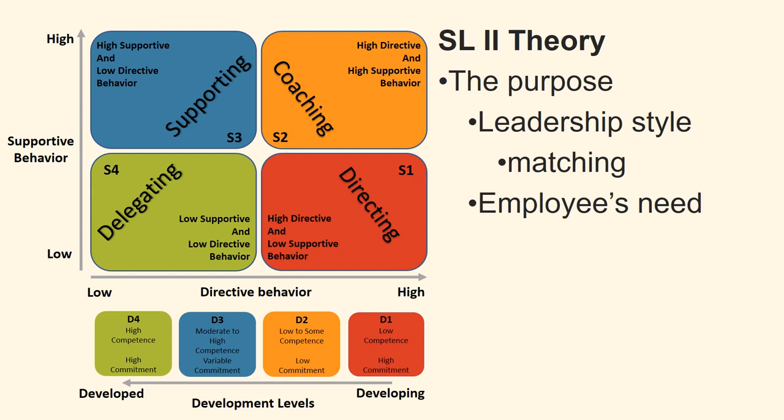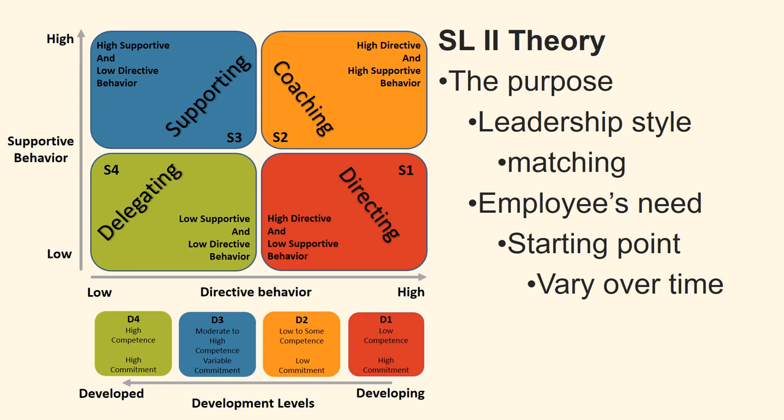The purpose of the theory is to make it easier for the leader to choose the right leadership style in relation to the individual employee. Effective leadership lies in matching the appropriate leadership style to the individual employee's need for guidance and support to achieve a specific goal or solve a task. The starting point for the leader's choice of leadership style must always be the individual employee's need for leadership. The leadership style towards the individual employee can therefore vary over time.